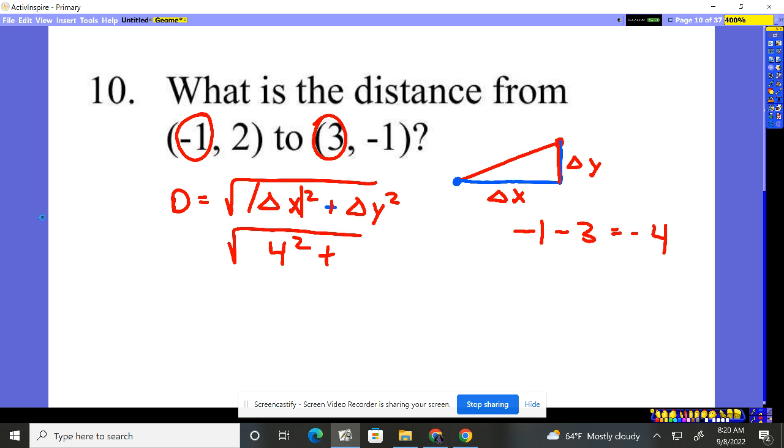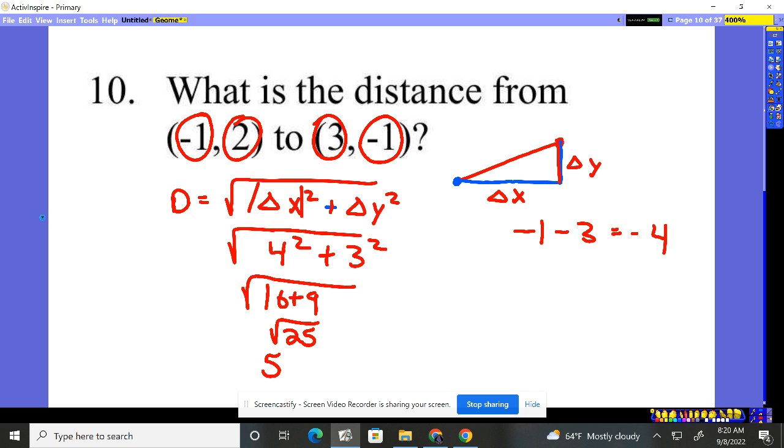Change of the y's. The y's go from 2 to -1. How far apart are the numbers 2 and -1? They're 3 apart. So it's then 3 squared. So this ends up being 16 plus 9. Look what we get. Square root of 25, which is a perfect distance of 5. They're 5 apart. That's the distance between these 2 points.